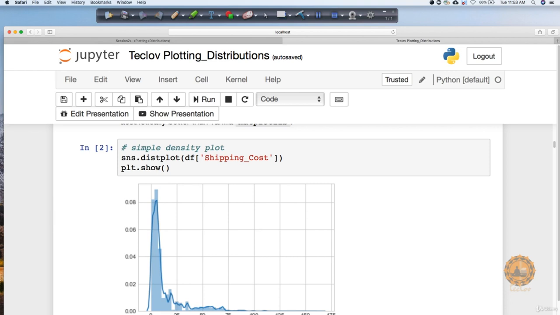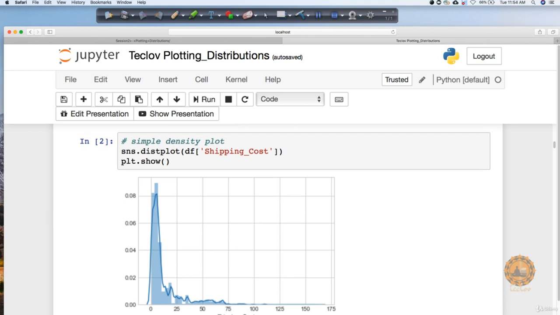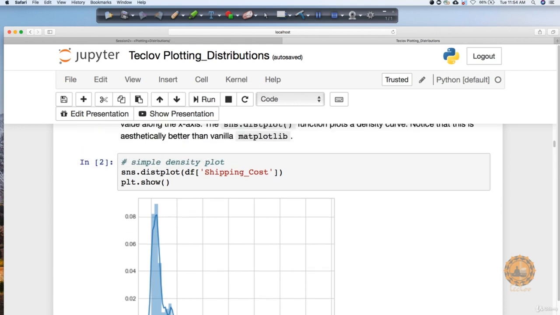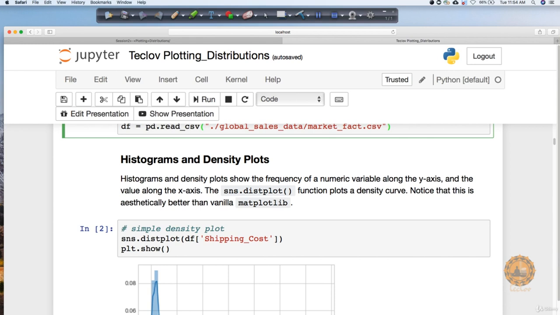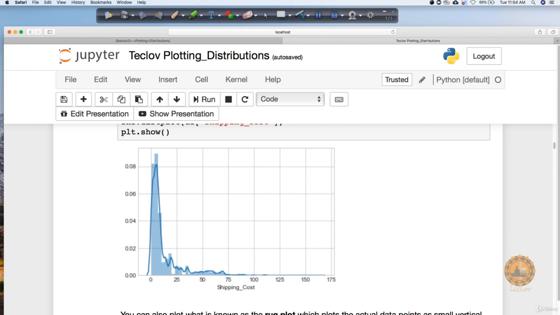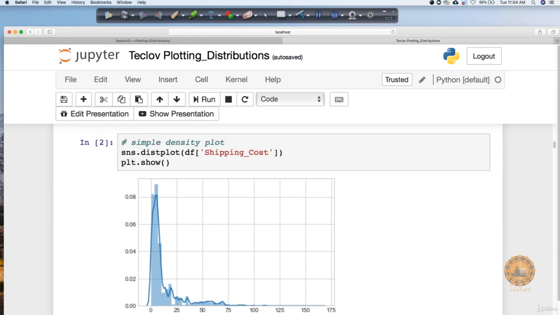Let's see how the shipping cost is distributed. What we can do is use sns.distplot. What does distplot do? This distplot is going to return a distribution of your data, so the output will be in the form of probabilities. Because it is a distribution plot, it's going to create a density curve, which you can see here ranging from 0 to 175. On the y-axis, we have a probability term, ranging from 0 to 1.